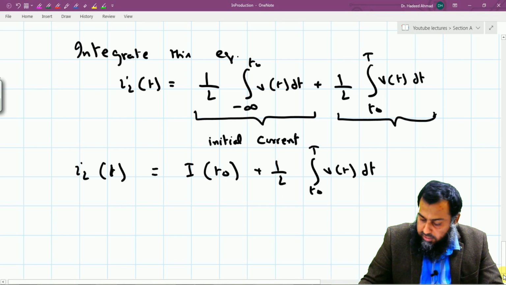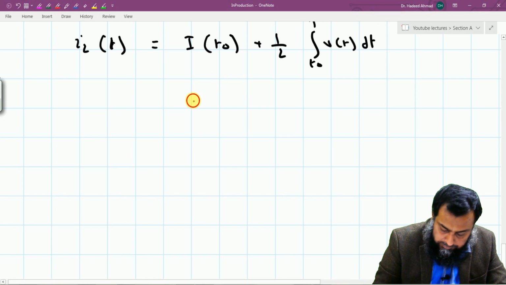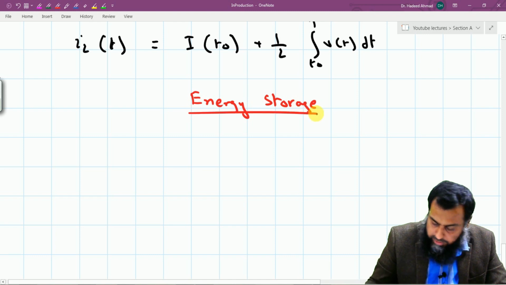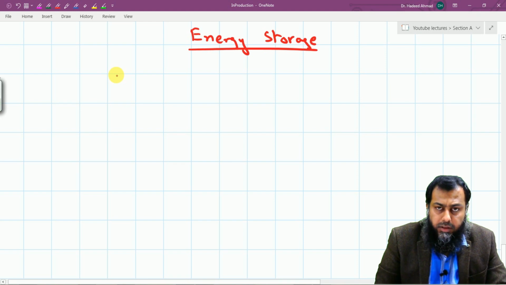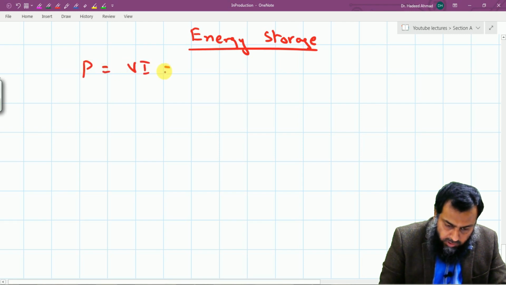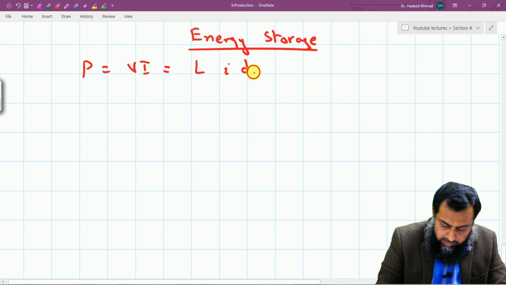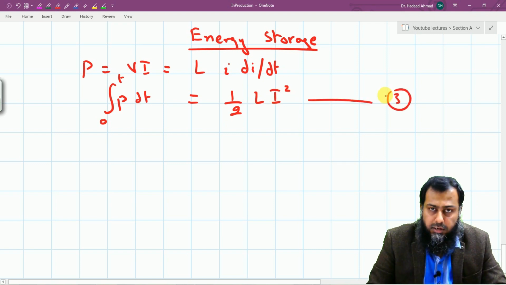As far as the energy through an inductor is concerned, let us talk about the energy storage here as well. For an inductor, we know that the energy is the integration of power over a given period of time. Since p is equal to v times i, that is equal to L i di over dt. So if I integrate this power over time, that gives me half L i square, right? This is the third expression for the inductor.